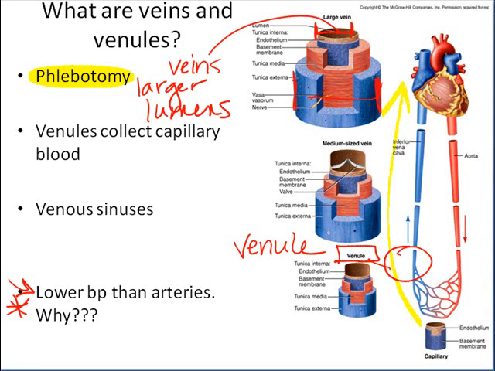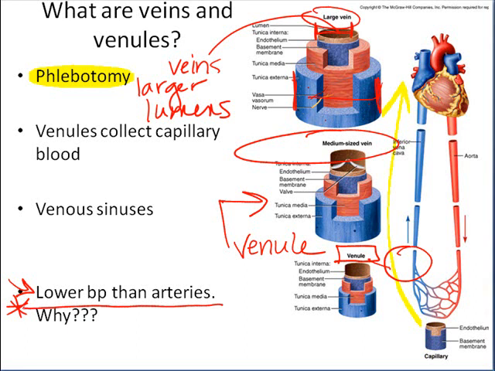The next largest size vein above the venule are the medium-sized veins, and they collect blood from a number of different venules, and then many medium-sized veins will join together to form large veins such as the superior and inferior vena cava and others that are similarly sized, and they return the blood back to the heart.